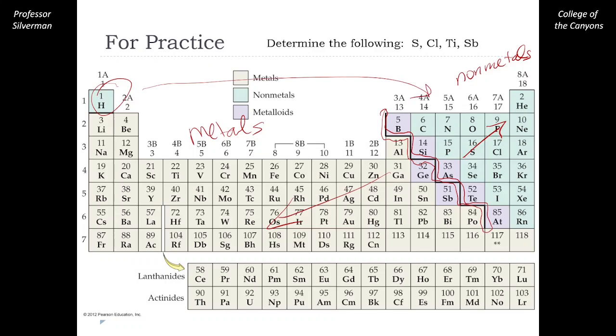Our semimetals, the ones that are somewhat in between metals and nonmetals, are the elements that are generally touching that bold line. So something like boron, silicon, germanium, arsenic, antimony, tellurium, etc. Those elements touching the bold line get to exist as these metalloids.